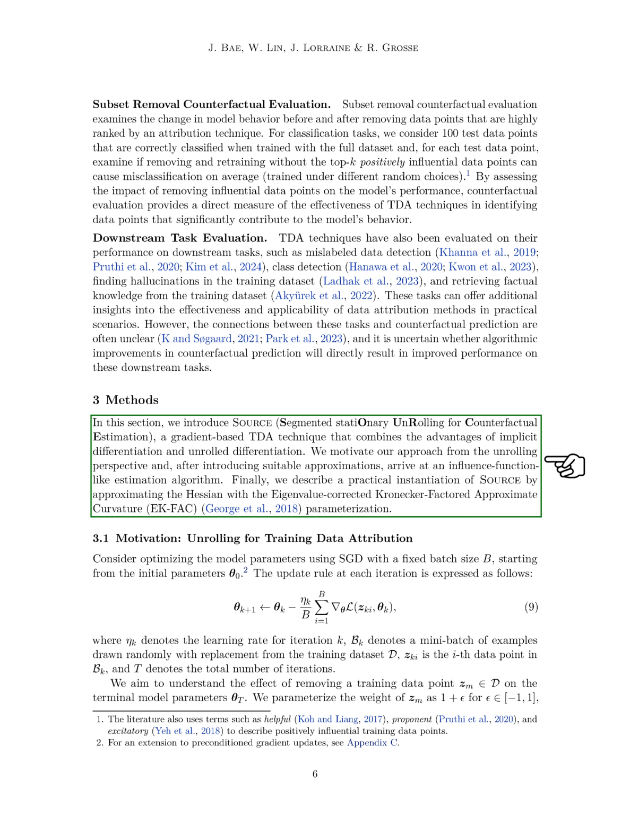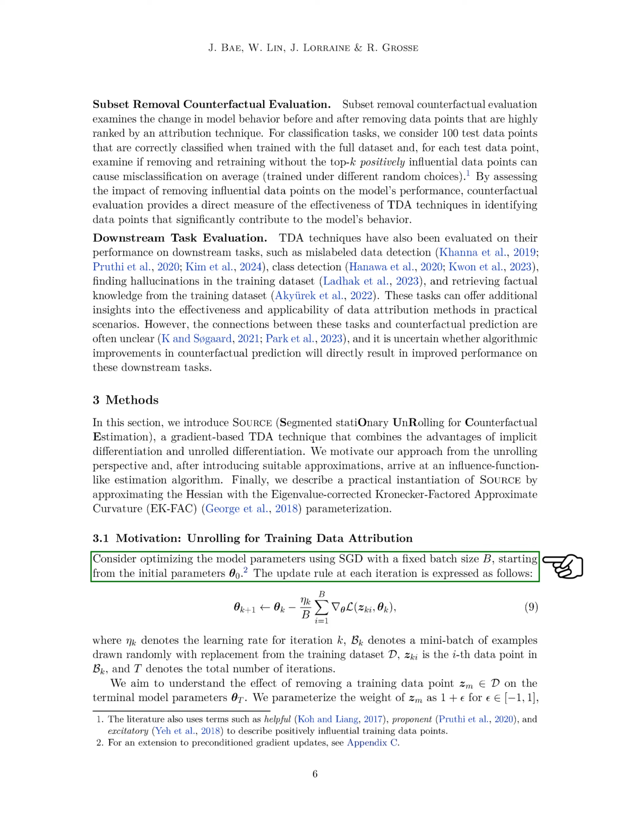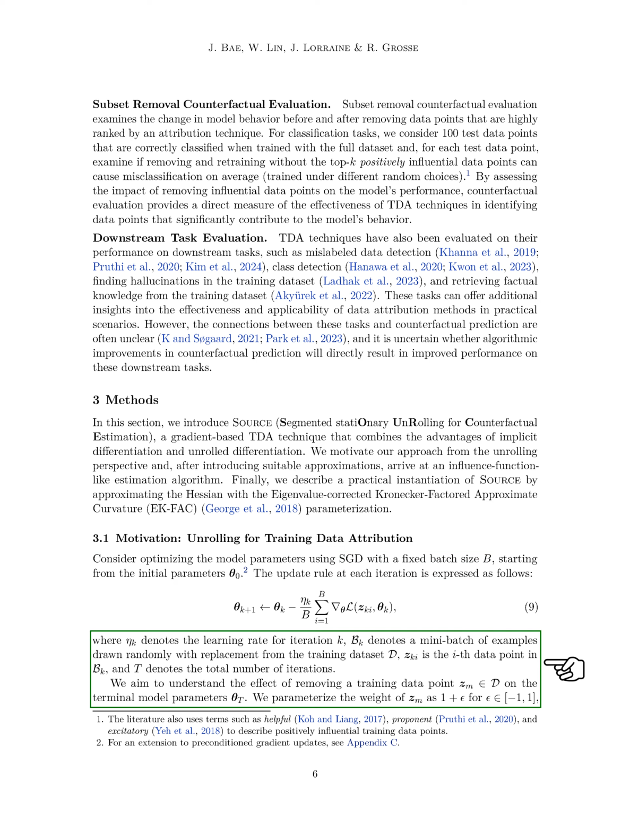Section: Motivation. Unrolling for training data attribution. In this section, we aim to optimize our model parameters using stochastic gradient descent, SGD, with a fixed batch size B, starting from the initial parameters, bold symbol theta_0. At each iteration, we update the model parameters using a specific rule that depends on the learning rate, eta_k, and a mini-batch of examples, B_k, randomly selected from the training dataset D, the data point, bold symbol Z_key, within the mini-batch, and the total number of iterations T.